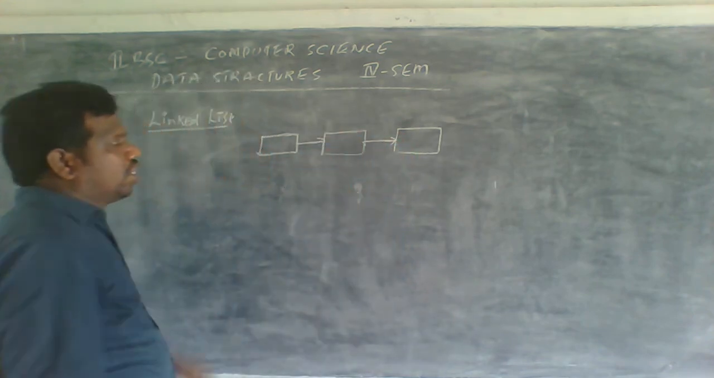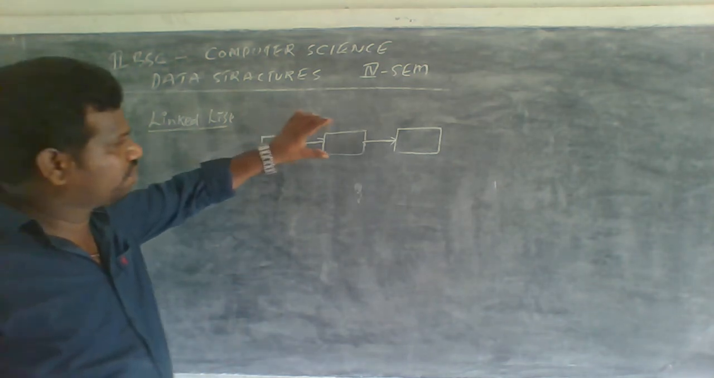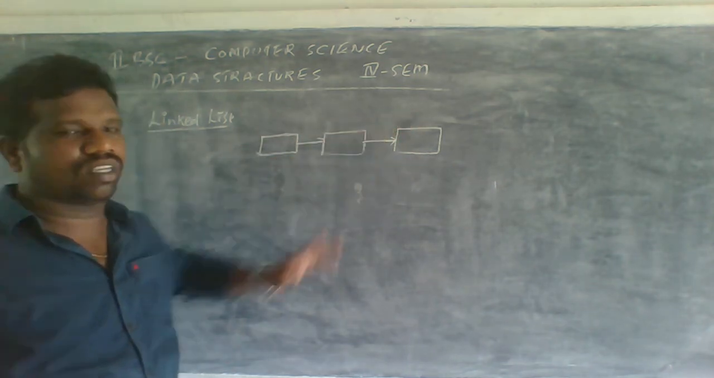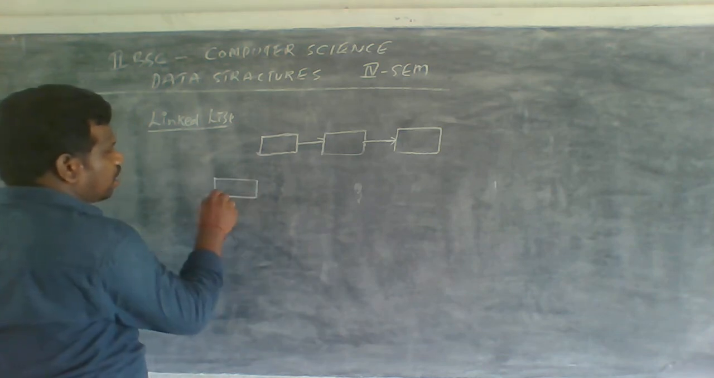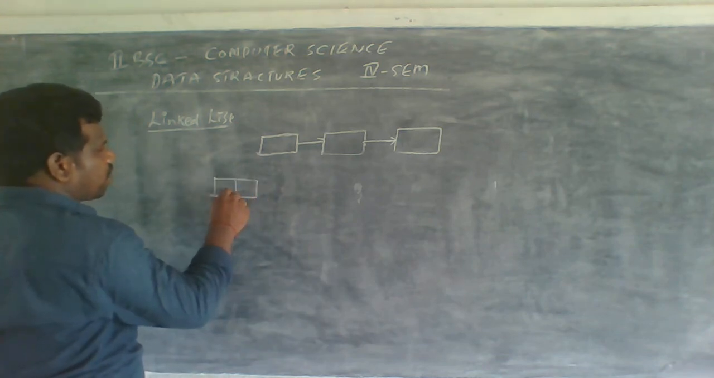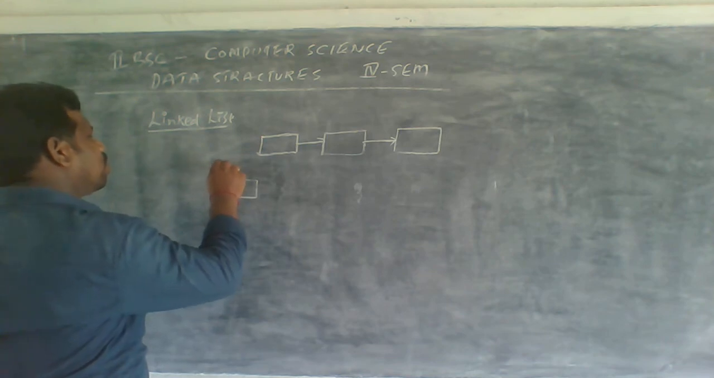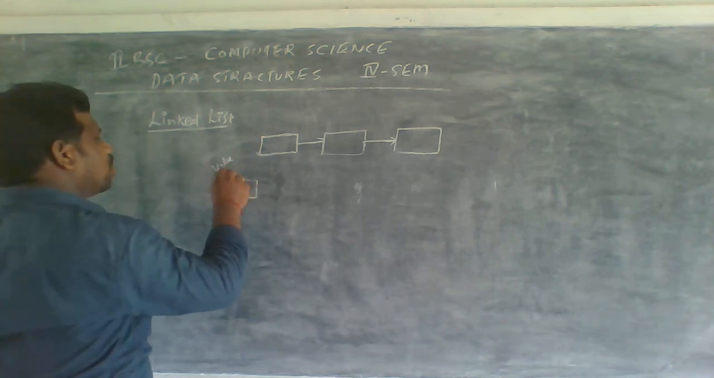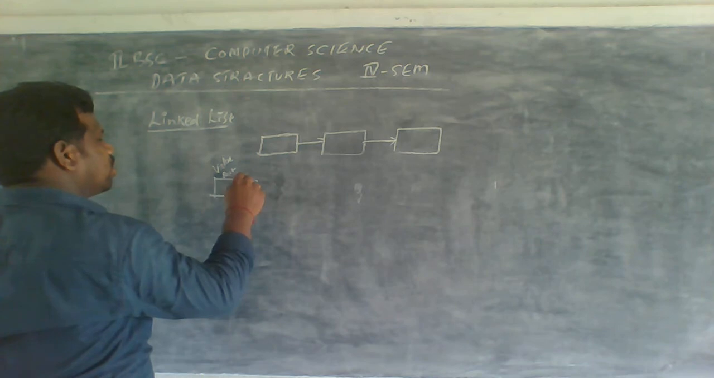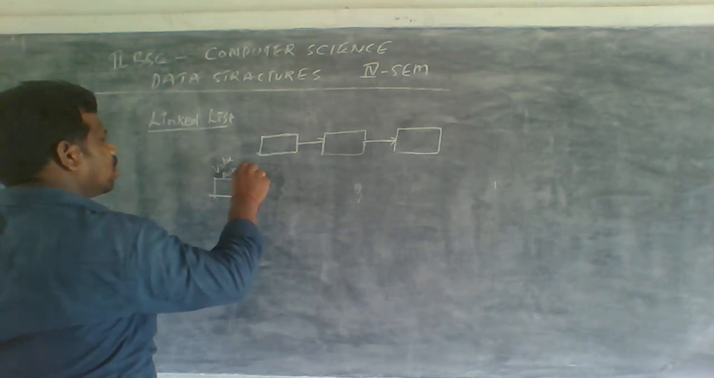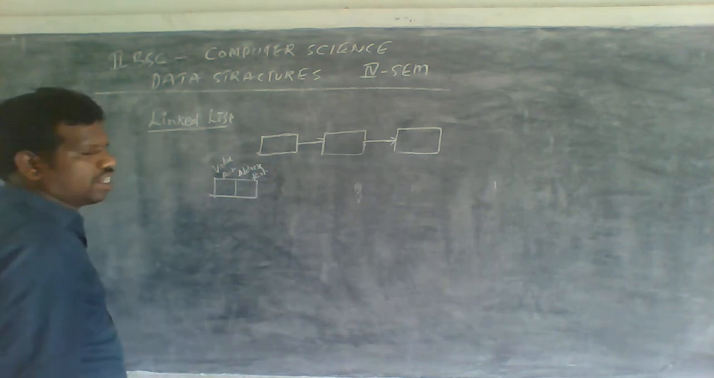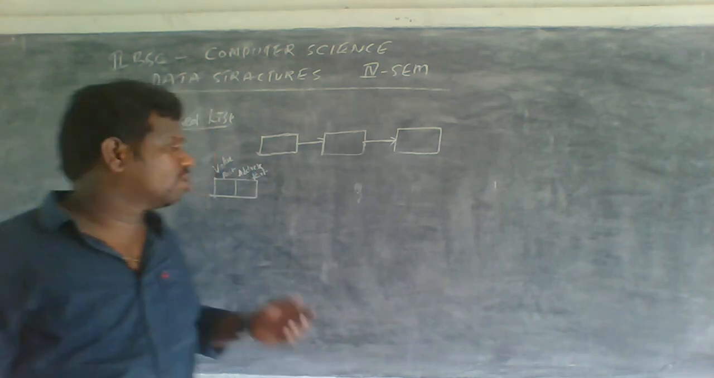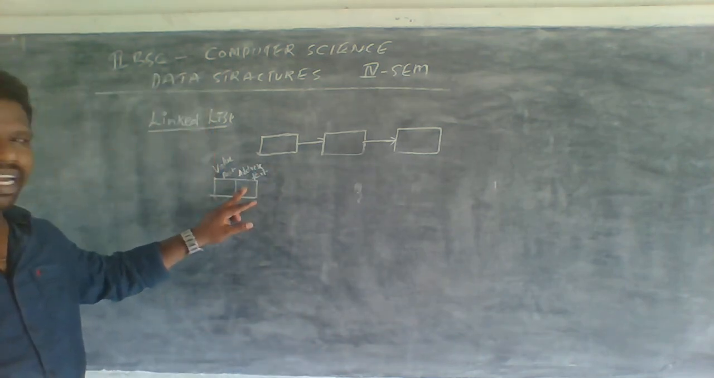Okay, this is one of the nodes here. This is also one of the nodes. This is also one of the nodes. Okay, so in the linked list, what is a node here? A node can be divided into two parts. The first one is the value part, and the second one is the address part. What is that? The address part here.